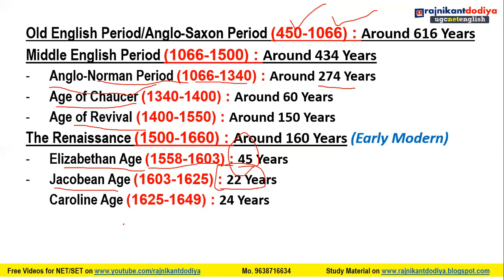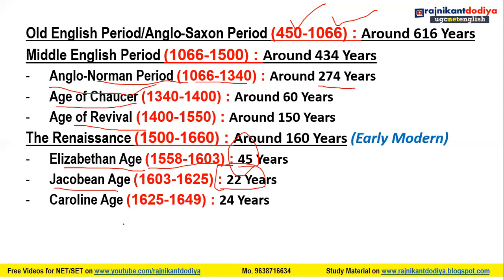Then the Caroline age. Caroline age covers the period of 24 years. It started in 1625 and ended in 1649. And this particular age was the age of Charles I. Charles I was the king of England, after whose name the age was entitled, because Caroline means Charles. That's why it is named after his name.